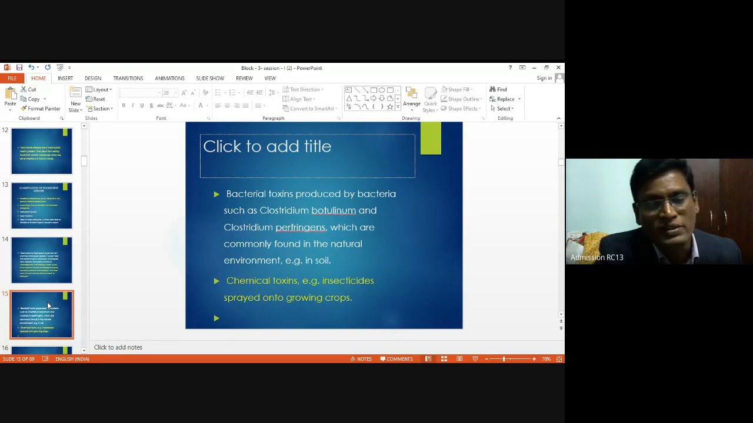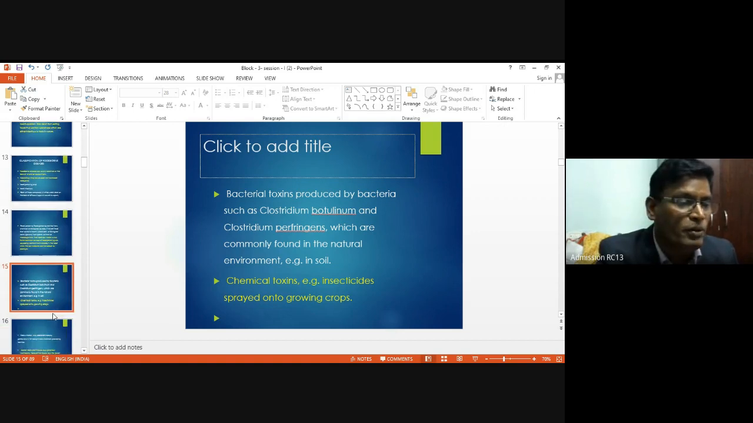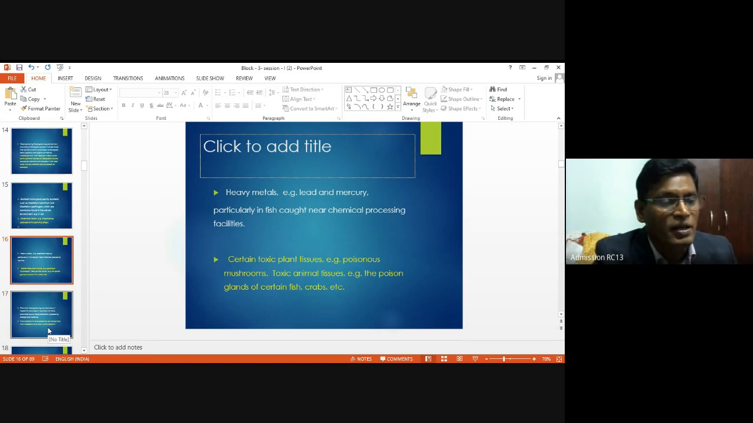And chemical toxins, for example insecticides sprayed on the growing crops. As we already studied in the previous section on aquatic pollution, pesticides or insecticides are used in the agricultural field on crops in order to control pests or to increase food production. These chemicals contaminate the food, and when we consume that food, it creates a health problem in human beings. That is called chemical contamination of the food.